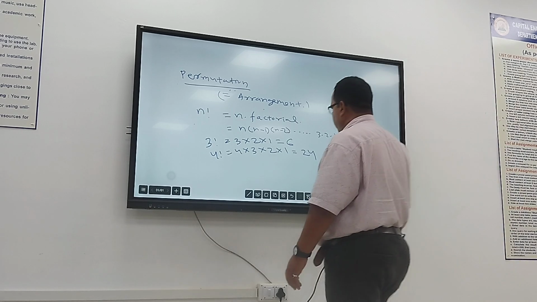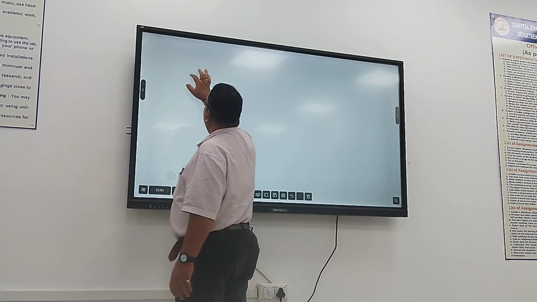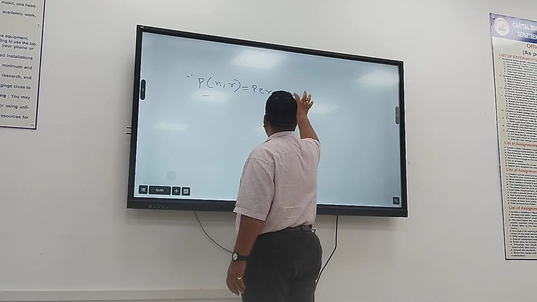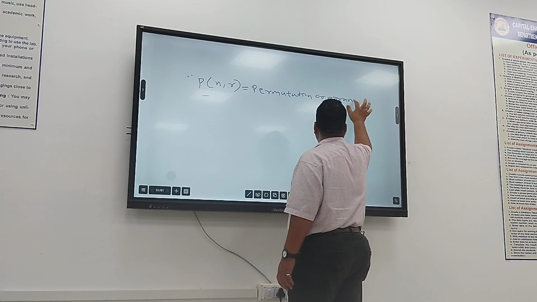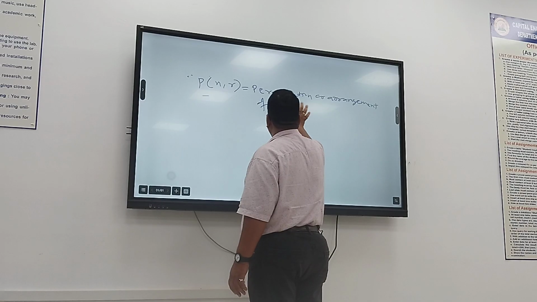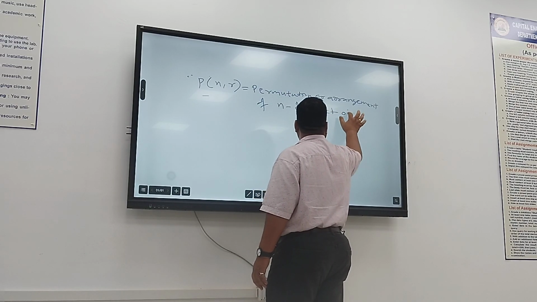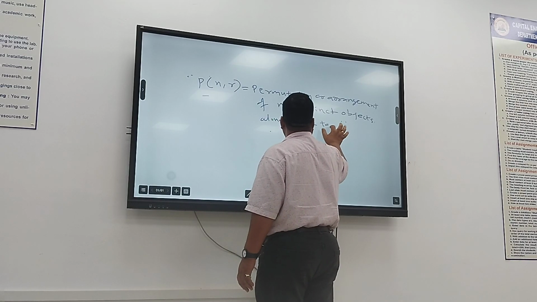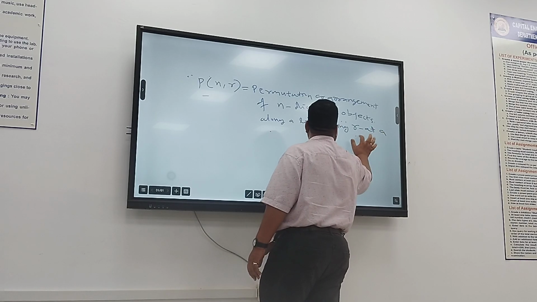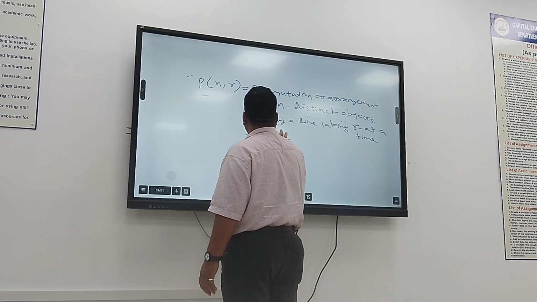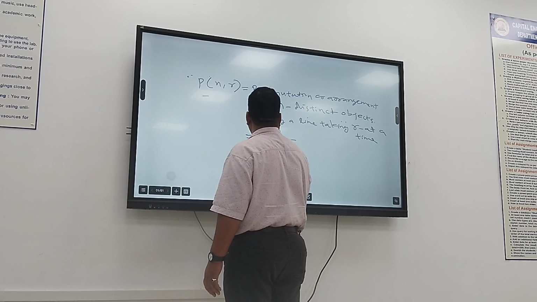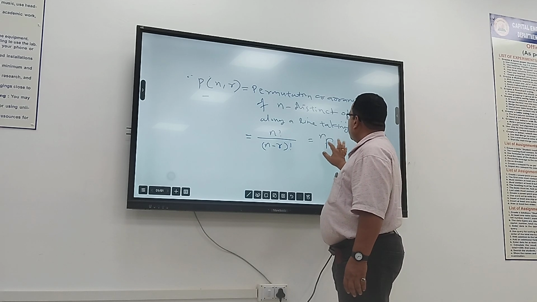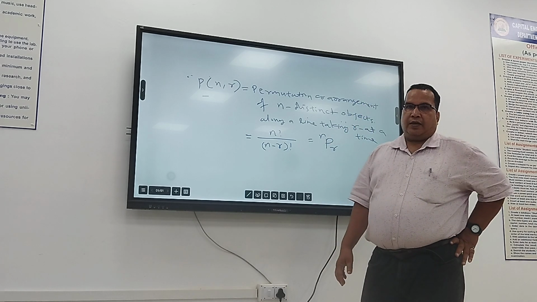So using this factorial notation, we write PnR. PnR means permutation or arrangement of n distinct objects along a line, taking R at a time. The formula is n factorial divided by (n minus R) factorial. This is called PnR formula. This can also be written as nPr in shortcut. nPr is the permutation of n objects taken R at a time.